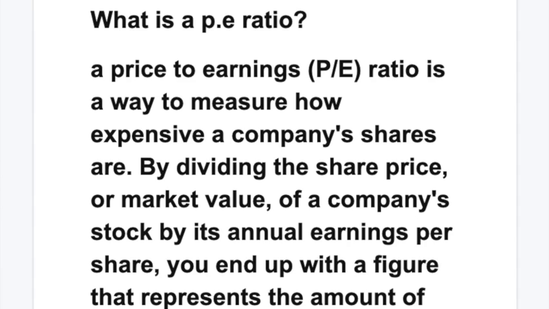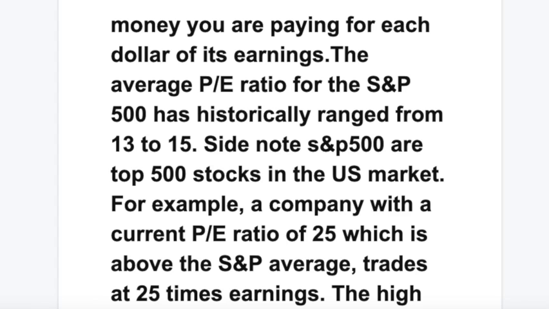First, what is a P.E ratio? A P.E ratio is a price to earnings, which is a way to measure how expensive a company's shares are by dividing the share price or market value of a company's stock by its annual earnings per share. You end up with a figure that represents the amount of money you are paying for each dollar of its earnings. The average P.E ratio for the S&P 500 has historically ranged from 13 to 15.